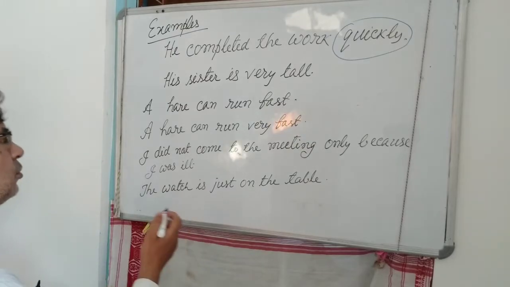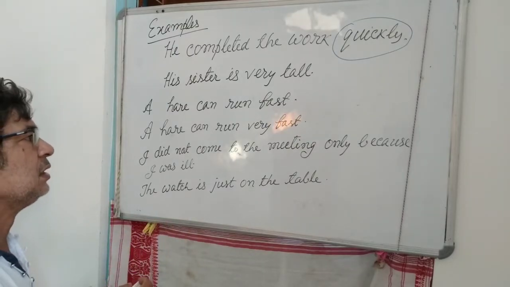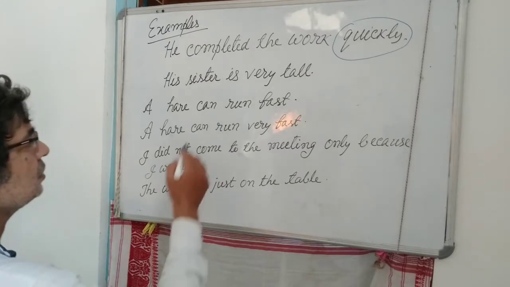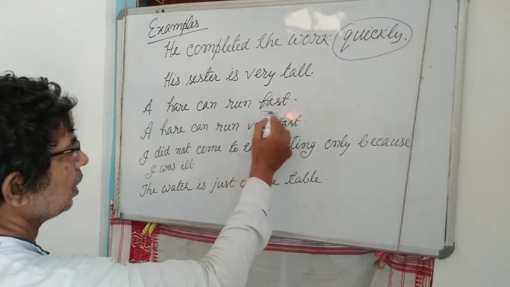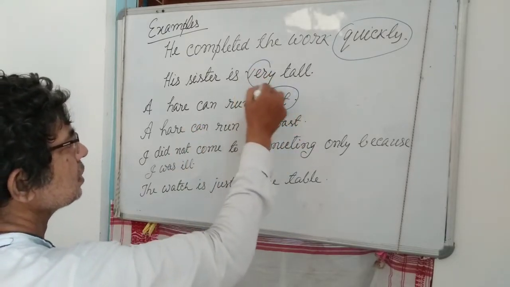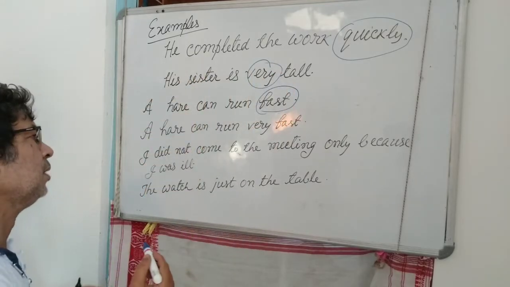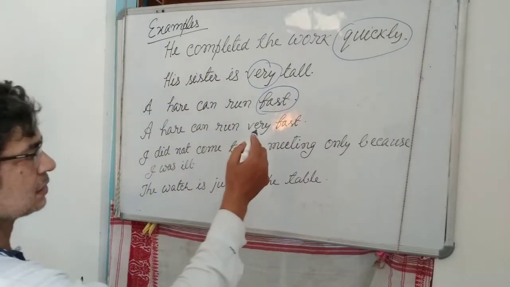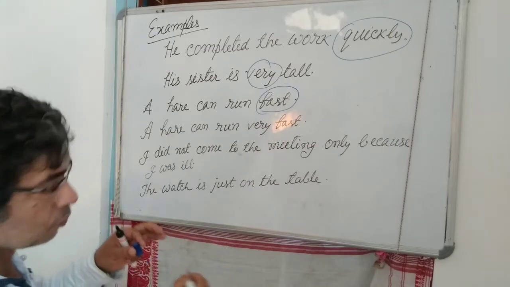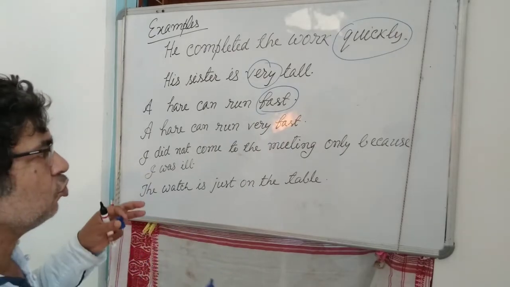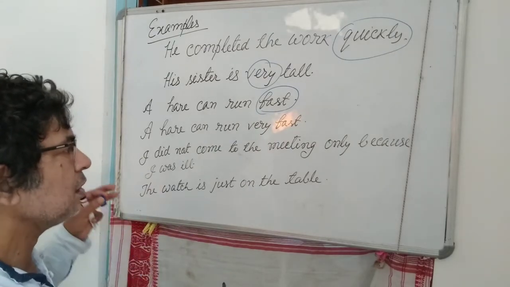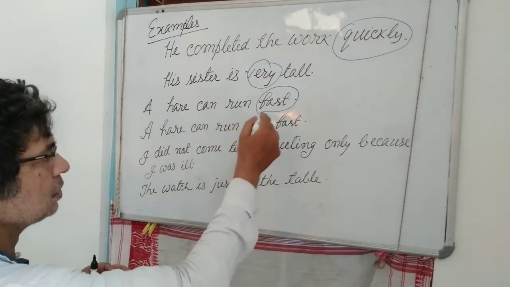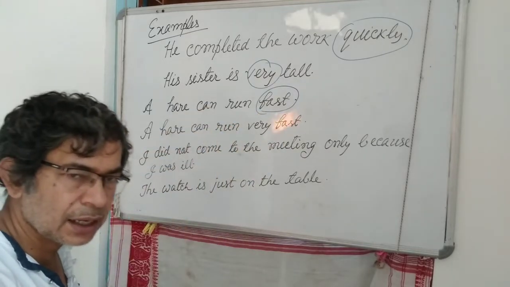Let's come to the third sentence. A hare can run fast. Here again we come to an adverb. Here fast is the adverb. A hare can run fast. Hare can run. But when you say hare can run fast, that means we have new information and a new meaning is added to the verb run. Here fast is an adverb.